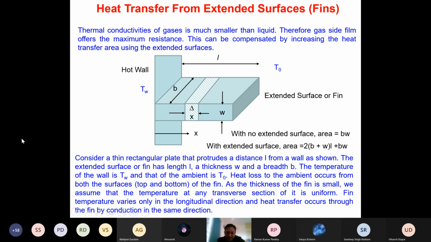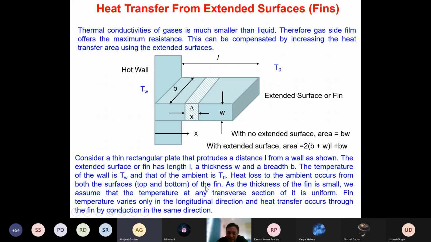Sir, but you said the maximum heat transfer will occur at TW. I will increase the length. I will increase the length along this instead of having this width here. Do you all agree?